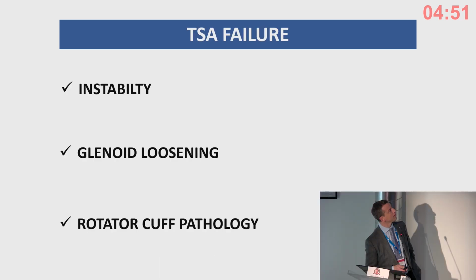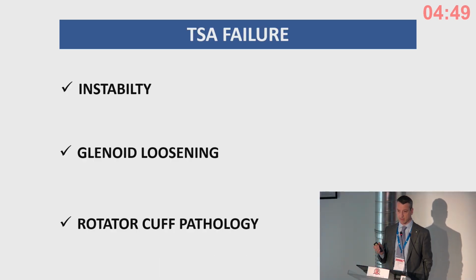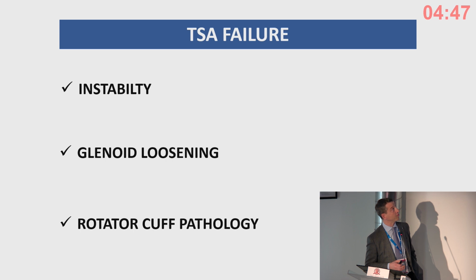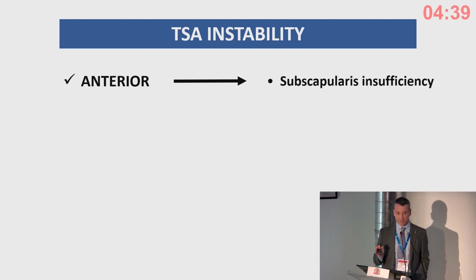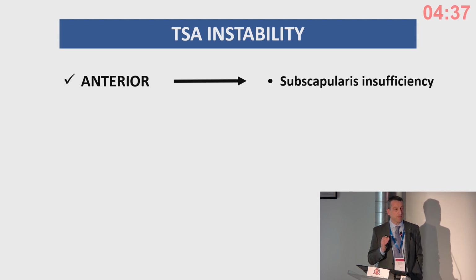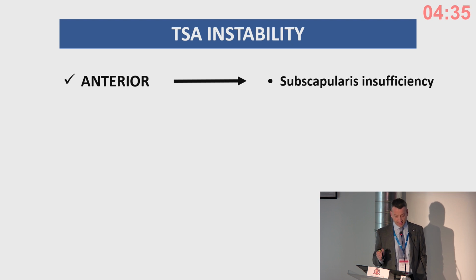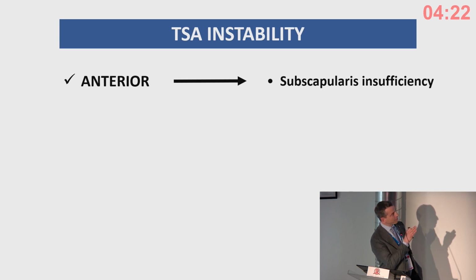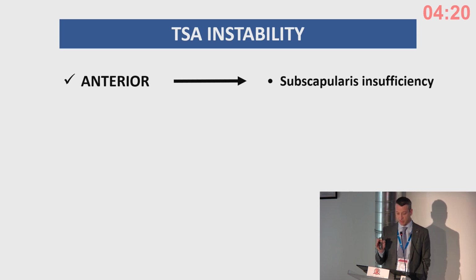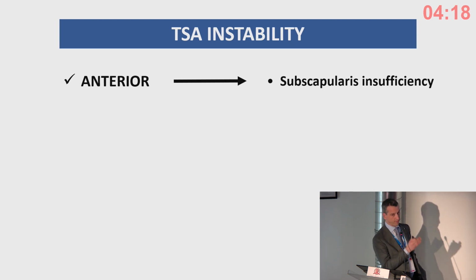So as you know, the main reasons of failure of total shoulder arthroplasty are instability, glenoid loosening, and rotator cuff pathology. Talking about the instability, in most cases it is due to improper soft tissue balancing and component malposition. So, the classification of the instability is with respect to the direction, the stability, and the etiology.